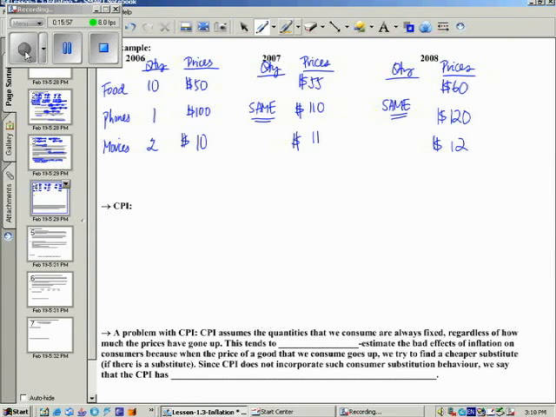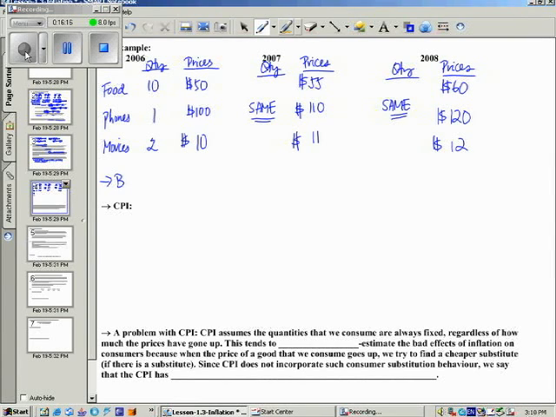So according to the survey of households, these are the typical things that we tend to buy. These are the typical quantities that we tend to buy. And we want to trace how much more expensive, how much less affordable the same products are across different time periods. How do we get the consumer price index from here? Let's start off with the year 2006.